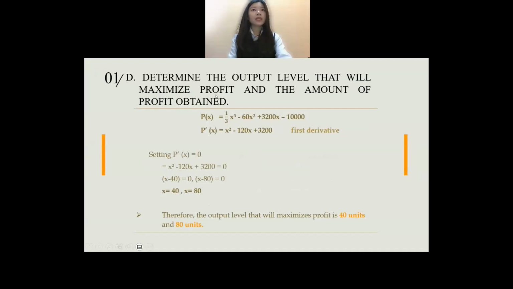Next in 1d, determine the output level that will maximize profit and the amount of profit obtained. We use the profit function to get the first derivative, which is P prime x equals x squared minus 120x plus 3200. By setting P prime x equals 0, we obtain x equals 40 and x equals 80. Therefore, the output levels that will maximize profit are 40 units and 80 units.